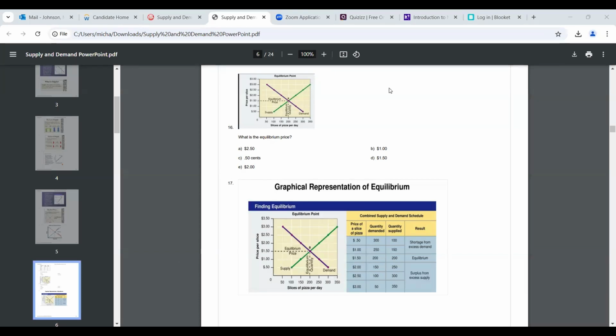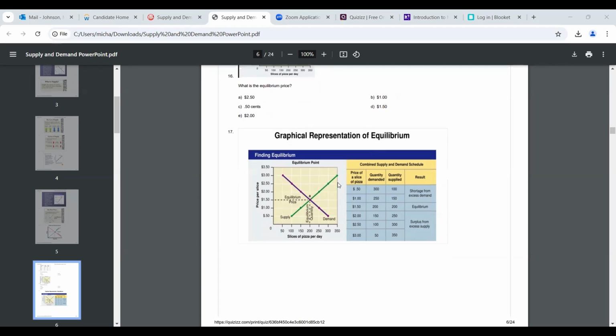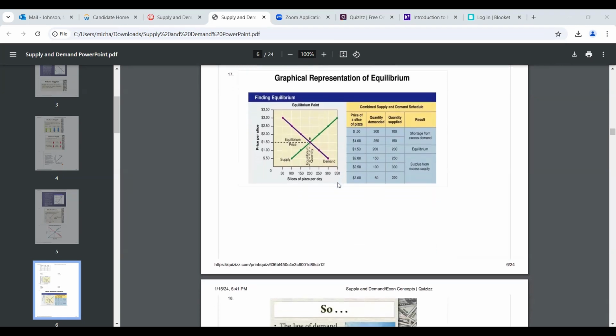So Abigail says 150, correct. So yeah, 150 is where it's equilibrium. That's where the supply and demand equal each other. Excellent job. So graphical representation of equilibrium here. As you can see, the equilibrium is at 150.